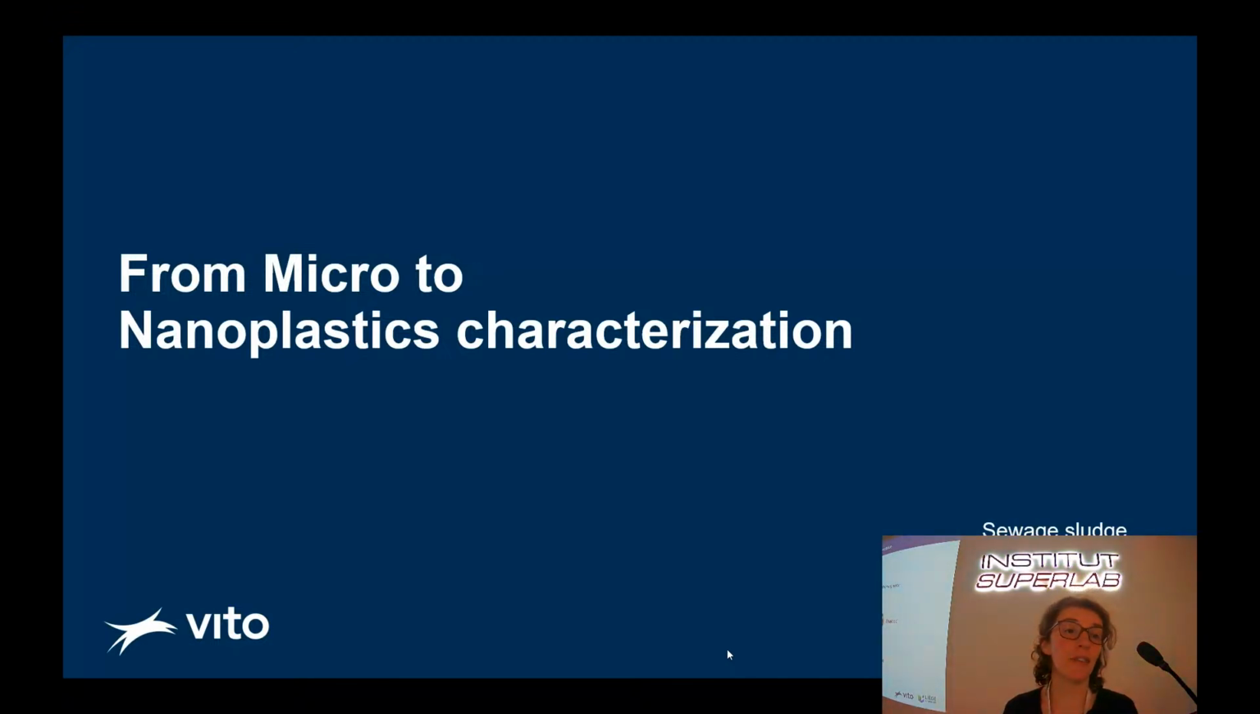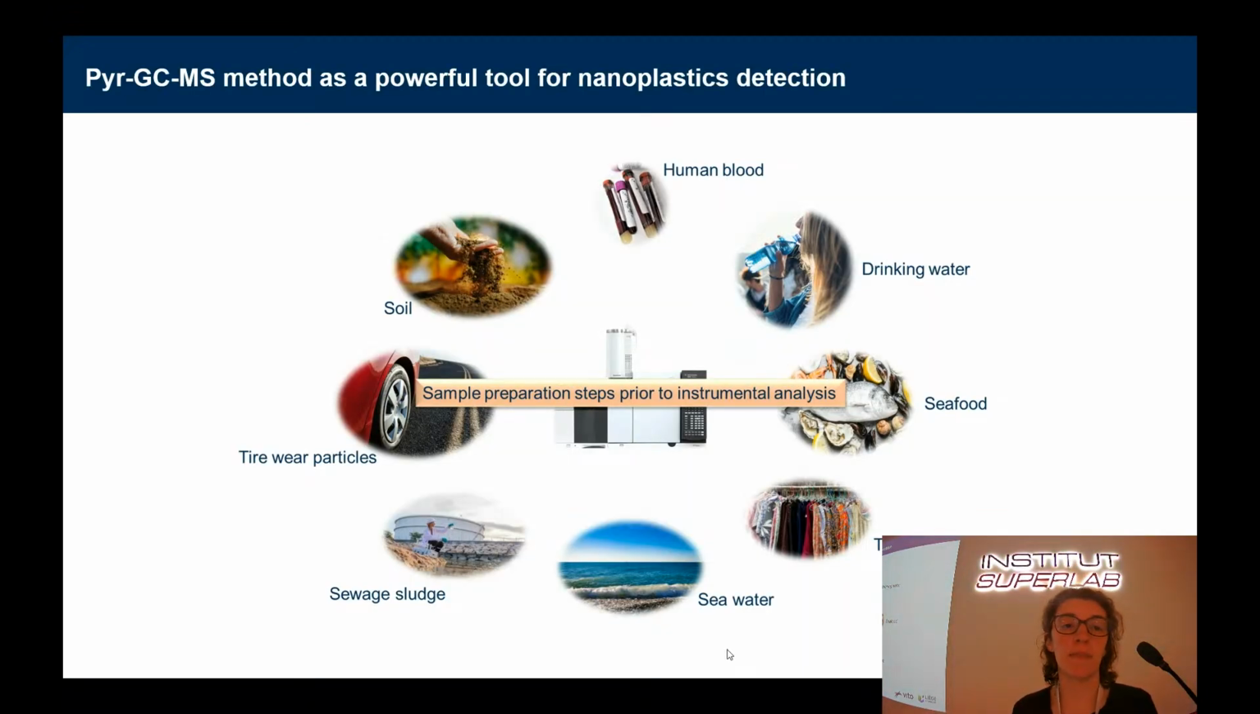So basically, I have to mention that the pyrolysis GCMS method is really a powerful tool for nanoplastics detection, and also for the low micrometer range plastic particles where we are out of range of the micro FTIR. Of course, there is a huge palette of literature already available. Of course, the sample preparation step prior to instrumental analysis is also very important.